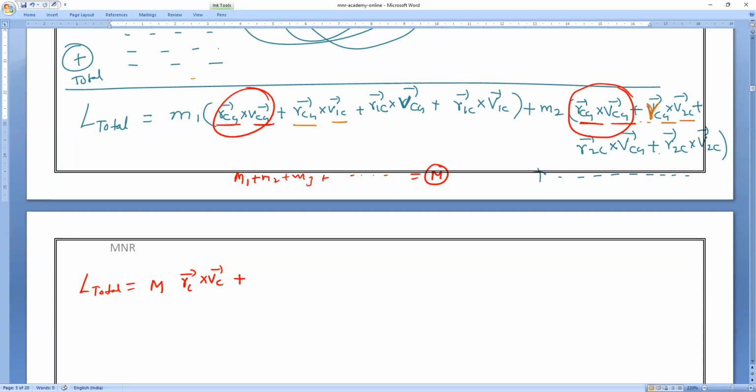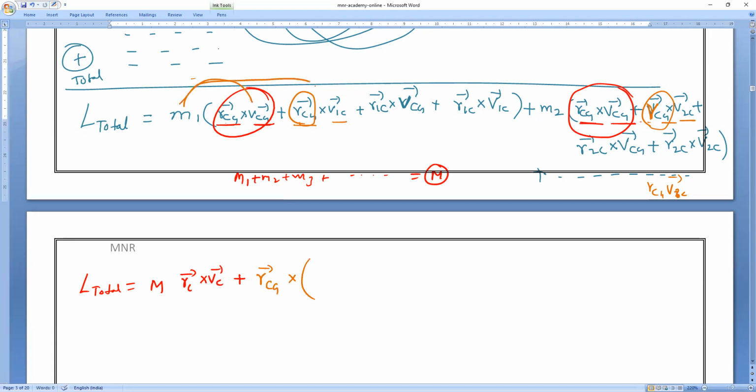RCG V2C. Next one RCG V3C, like that will come. In all of these, something is common. Can you notice it? RCG is common. Here also RCG is common. Next also RCG will come. So can I take RCG outside? Any problem? Please respond.